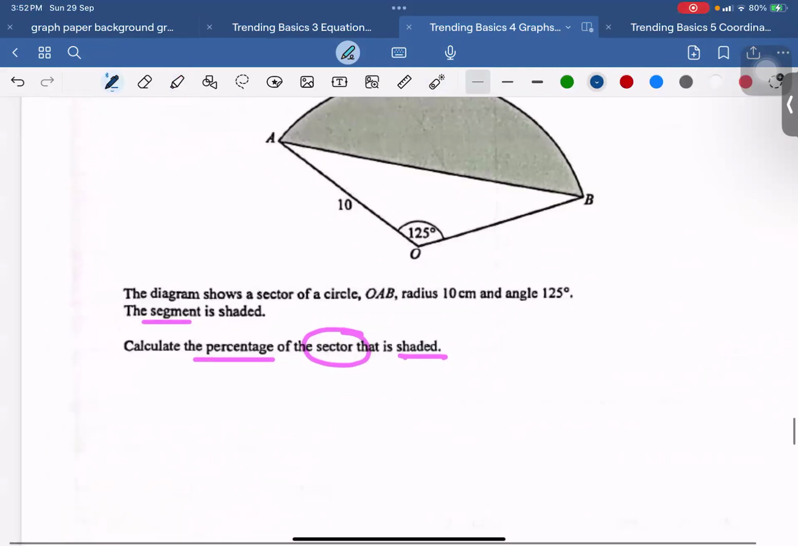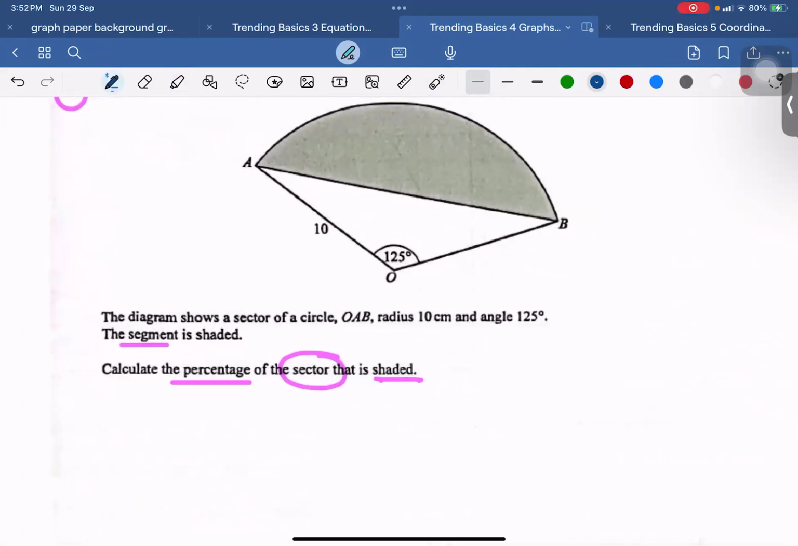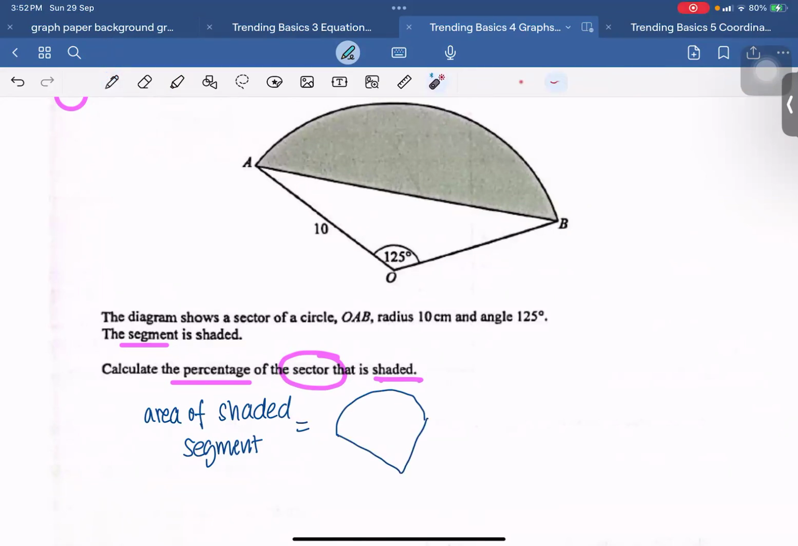So what we need to do, first we find the area of the shaded segment. Area of the shaded segment is the area of my sector. Is it plus or minus the area of my triangle? Nobody answer me. Oh no. Minus. Minus, are the rest of you still awake? Minus the area of triangle. Okay, minus the triangle.